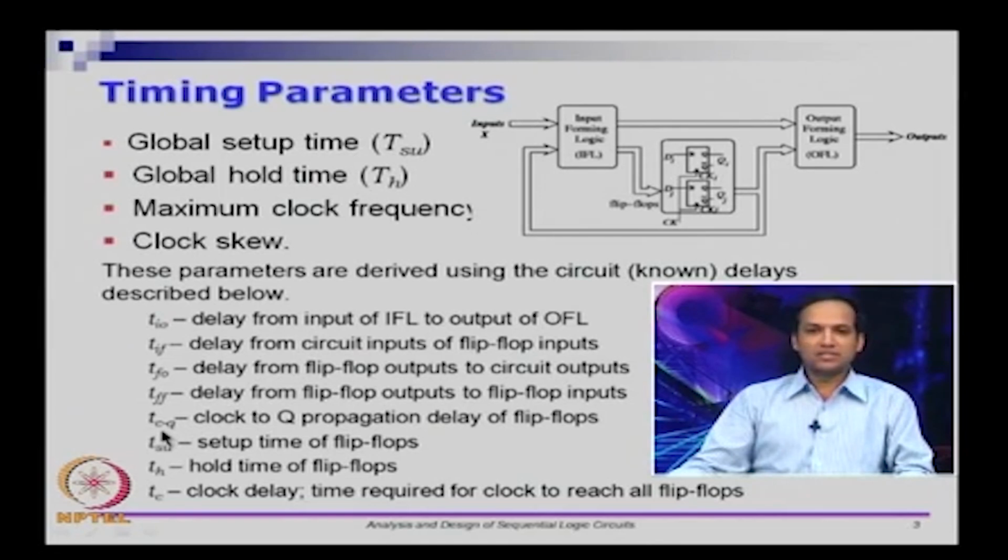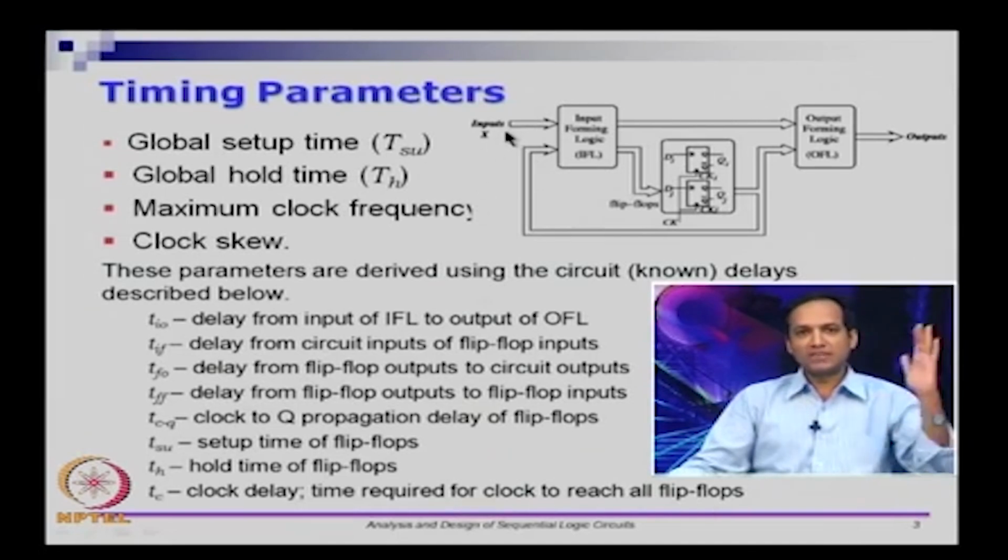Then there is C to Q delay. This C to Q delay is the clock to Q delay of the flip flop that you are using. There is SU and H which are also delays of the element. So, the moment you pick the flip flops that you are going to use in your circuit, T C to Q, T SU and T H are the clock to Q, setup and hold time of the flip flops. Finally, there could also be something called TC or the clock delay. This is the time required to reach all the flip flops.